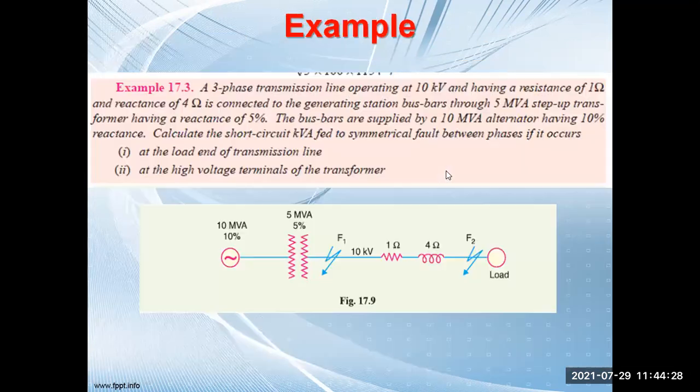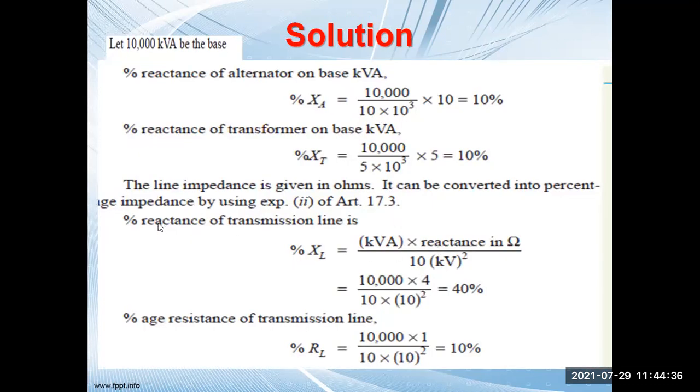Now we need to convert these values, 1 ohm and 4 ohm, into percentage reactance. What will we do? We know the percentage reactance of the transmission line. The formula we will apply is kVA into reactance in ohm by 10 into kV square. This formula you are familiar with. Do you know this formula? This formula is known to you?